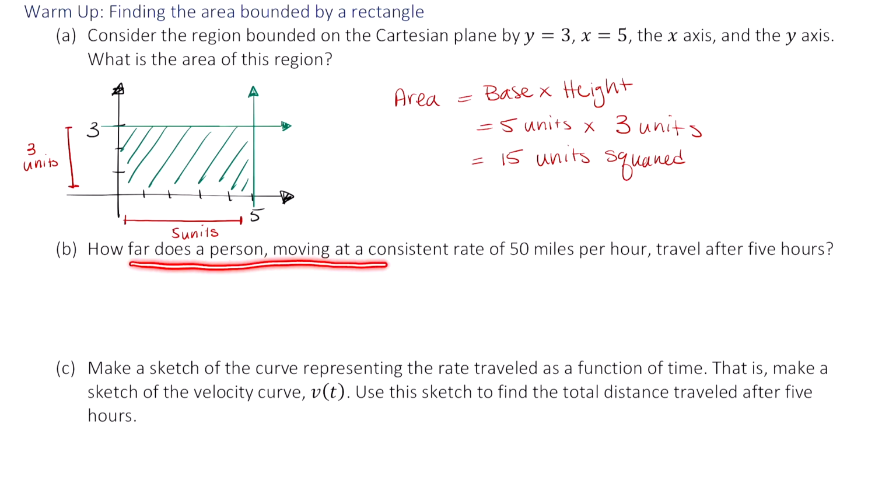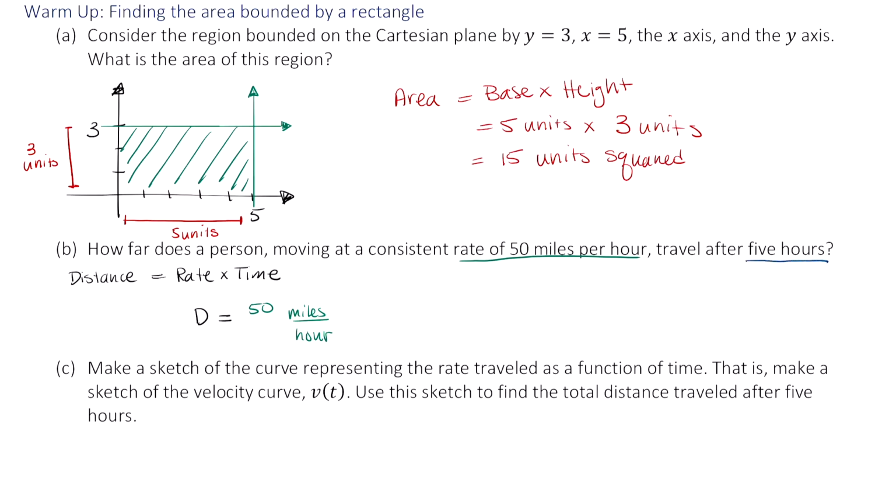How far does a person moving at a consistent rate of 50 miles per hour travel after 5 hours? Well, let's recall distance traveled equals rate times time. And we want to know how far someone has traveled, so we want to know their distance. Our rate is 50 miles per hour. And we're told they traveled for 5 hours. So let's go ahead and multiply this by 5 hours. The units of hours cancel, and we end up with 5 times 50, which is 250 miles. So this person has traveled 250 miles.